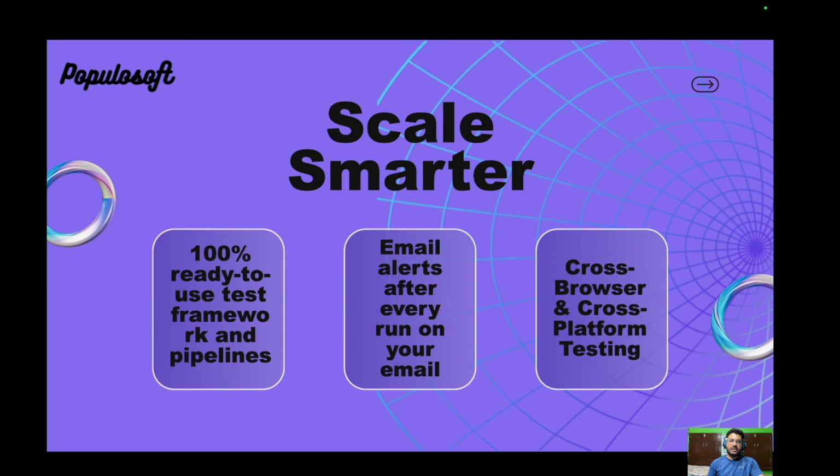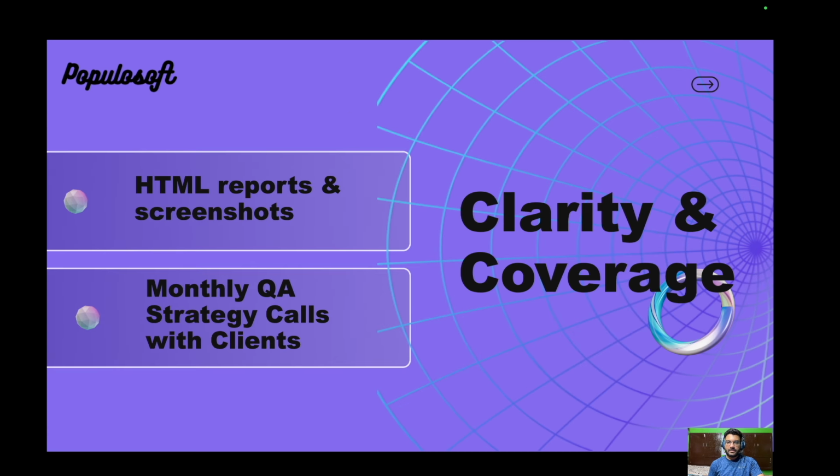After that, you can scale smarter with us because we are using a ready-to-use test framework and pipelines. And you will receive an email after every test case run. We are testing websites on different browsers and different platforms. On the browsers, we are using Chrome, Mozilla Firefox, and Safari, and for the platforms, we will use macOS, iOS, Linux, and Windows. For clarity and coverage, as I have shown you, we will send you the HTML report and the screenshots. And we always try to keep in touch.